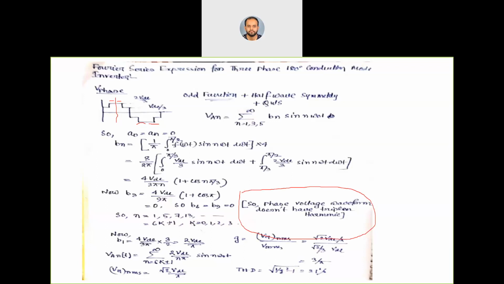So we can write n equals 6k plus minus 1, where k equals 0, 1, 2. So we can write our VAN, which will be equal to the sum over n = 6k plus minus 1 of 2 VDC by n pi times sine n omega t. Why? Because B1 is equal to this value. So we can write this.